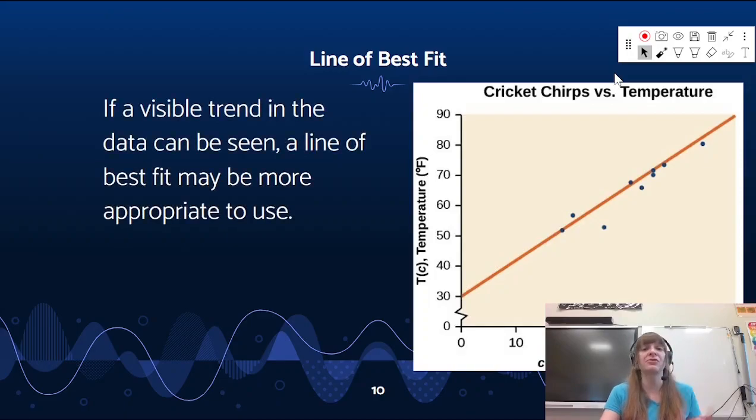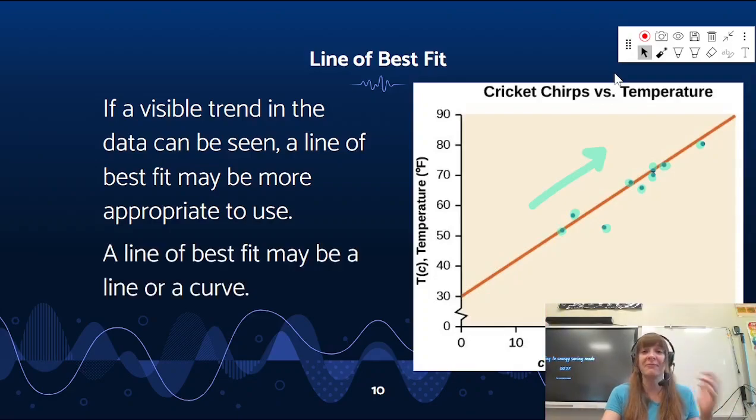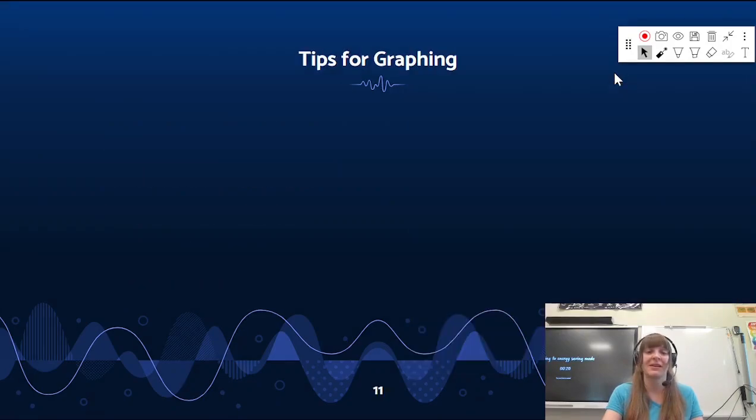If a visible trend in the data can be seen, like in this example right here, where all of these points are grouped together and moving in this direction, a line of best fit may be more appropriate to use than a broken line graph, right? Now, a line of best fit doesn't always have to be a line. It can also be a curve as well. So just keep that in mind.